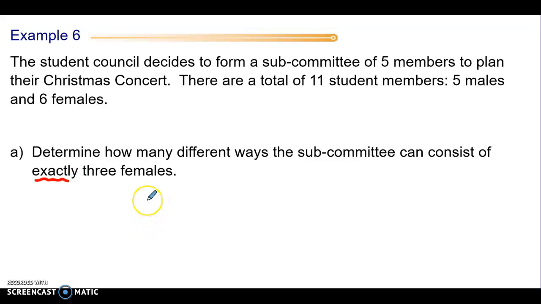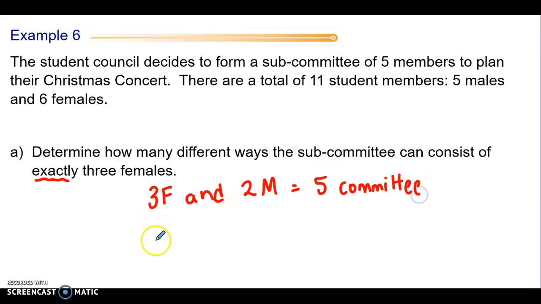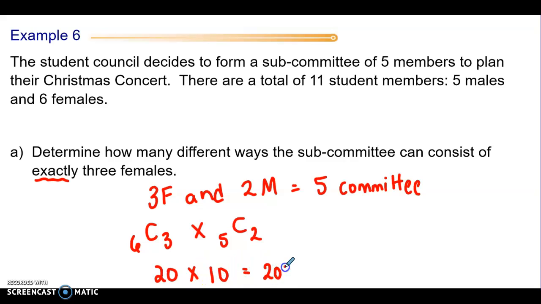So in order to have exactly 3 females, we would need 3 females and 2 males to make up the 5-person committee. There are 6 females to choose 3. And so we multiply. There are 5 males and we want to choose 2. 6 choose 3 is 20 times 5 choose 2 is 10. There are 200 ways to have exactly 3 females.